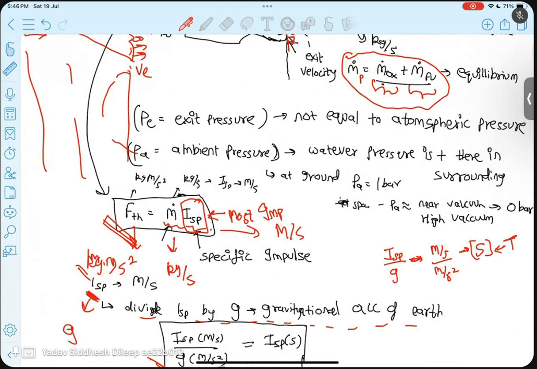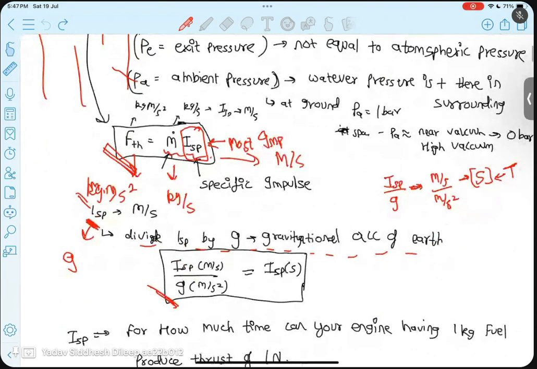Now the thrust equation you can also write as thrust equals m dot into Isp, basically reducing the number of equations and terms. Why I told you that Isp is a performance parameter, now you will come to know: thrust is equal to m dot Isp, where Isp is the specific impulse.